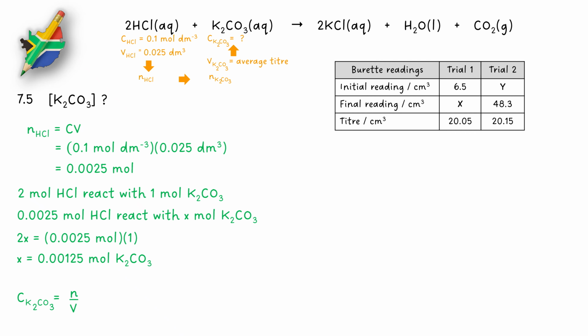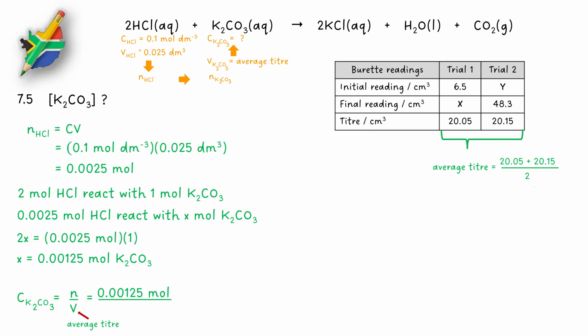All that is left to do is to use the moles of potassium carbonate and divide by the volume of the potassium carbonate solution to get its concentration. We know the mole value, we just calculated it. And the volume value is the average titer.